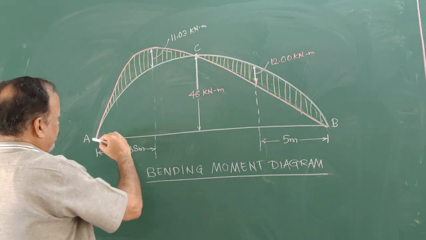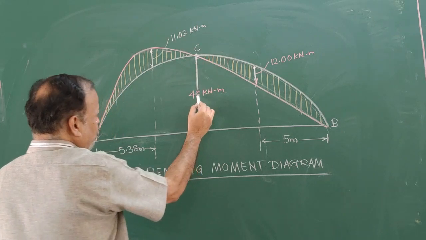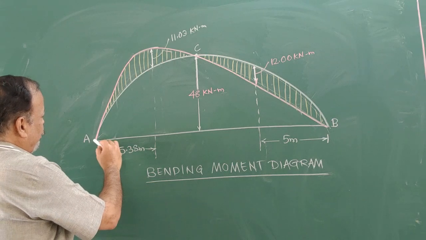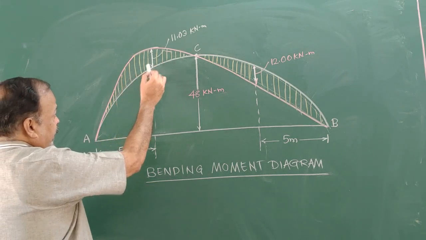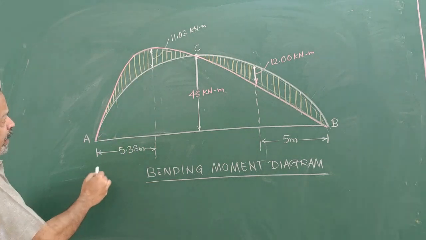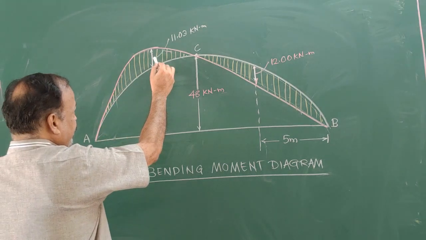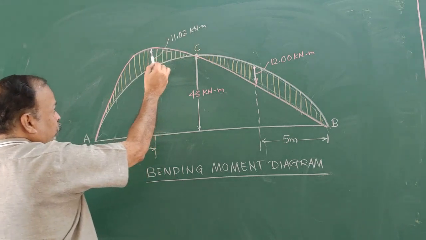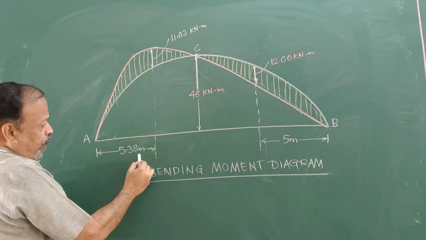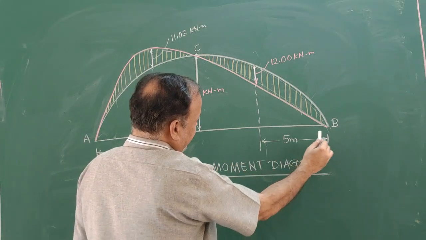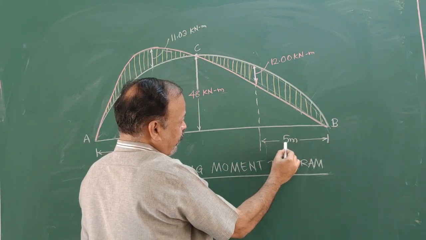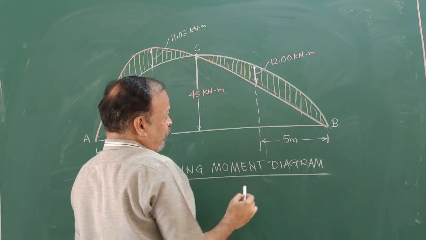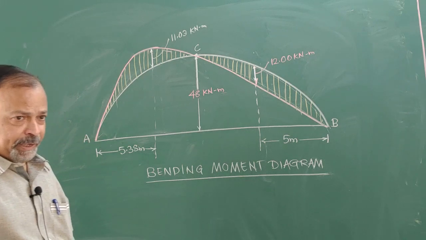Due to horizontal thrust, the bending moment at the center will be equal to 48 kilonewton meter from the base. Then if you draw the net bending moment diagram, considering the horizontal reaction, vertical reaction and the load, the bending moment is maximum positive, that is 11.03 kilonewton meter at a distance of 5.38 meters, and the maximum negative bending moment is available at x equal to 5 meters from the right hand side, that is 12 kilonewton meter. So that is the bending moment diagram. Thank you.